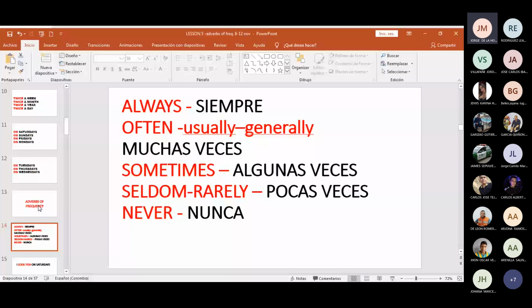Always, often, usually, generally, sometimes, seldom, rarely, never. So often, usually, and generally are the same. Those are the adverbs of frequency.